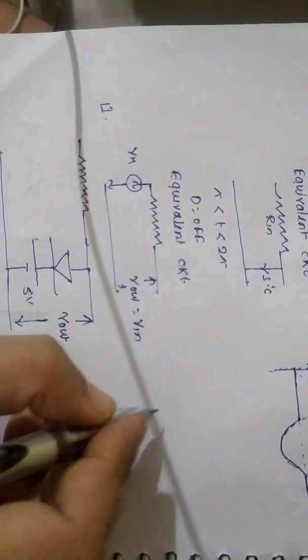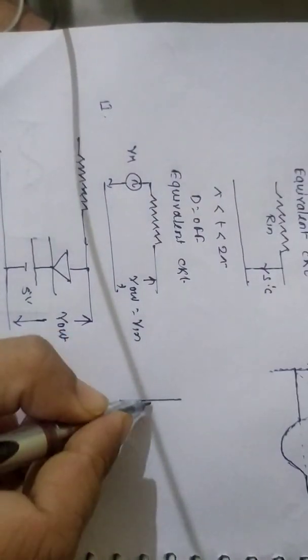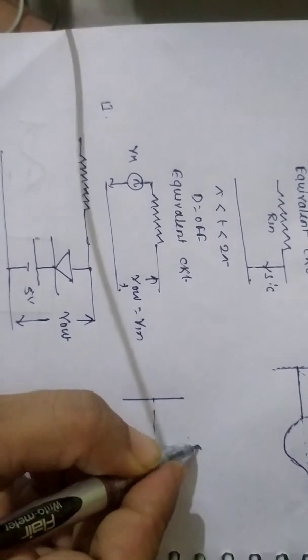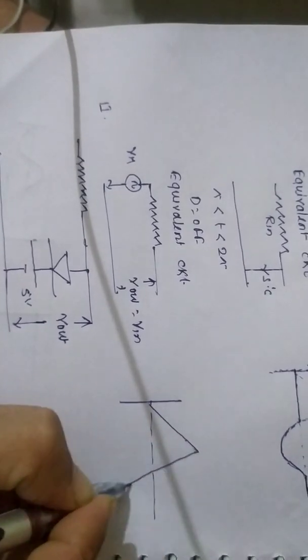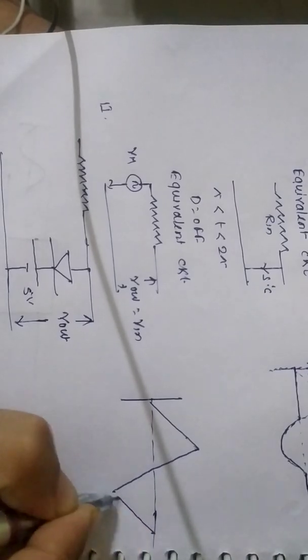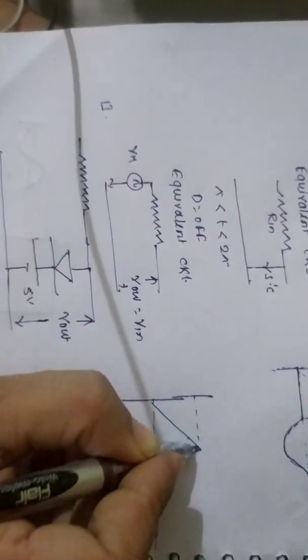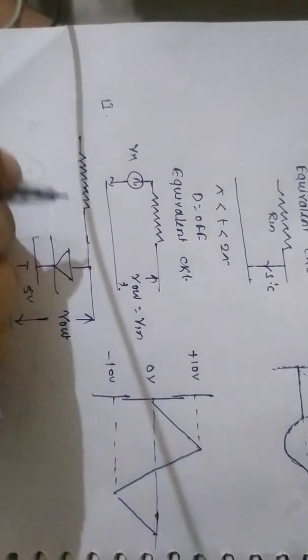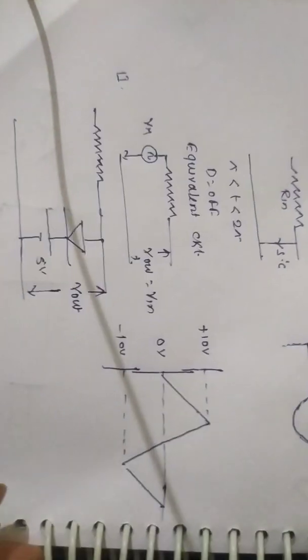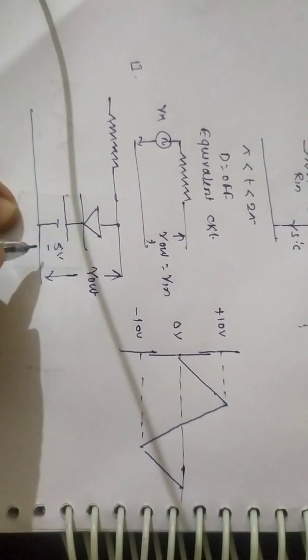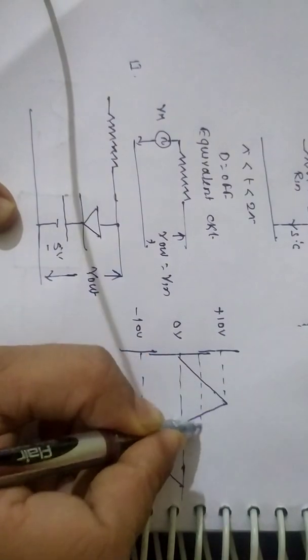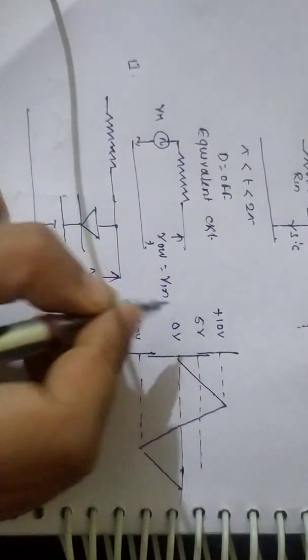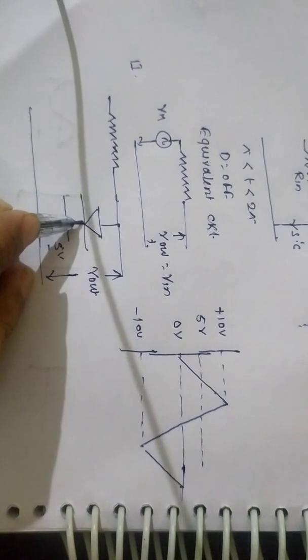And if I want to get the output for the given input, let this be my input voltage, from plus 10 volt to minus 10 volt. This is 0 volt. So what is the voltage connected with the diode? Plus 5 volt. So plus 5 volt you draw here in the input. And this is the symbol for positive clipper.